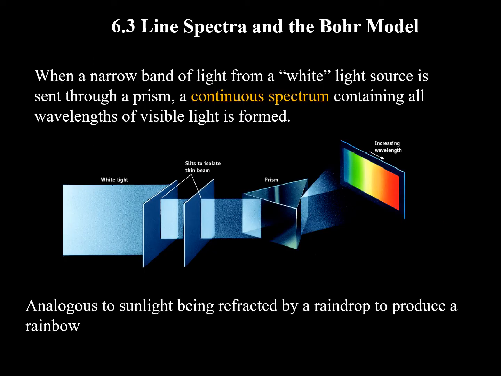So if we shine a white light on a prism, we can see that it's made up of many different colors. It's called a continuous spectrum. Just like when it rains, you see the rainbow, because the sunlight shines on the drops, it gives us these colors.